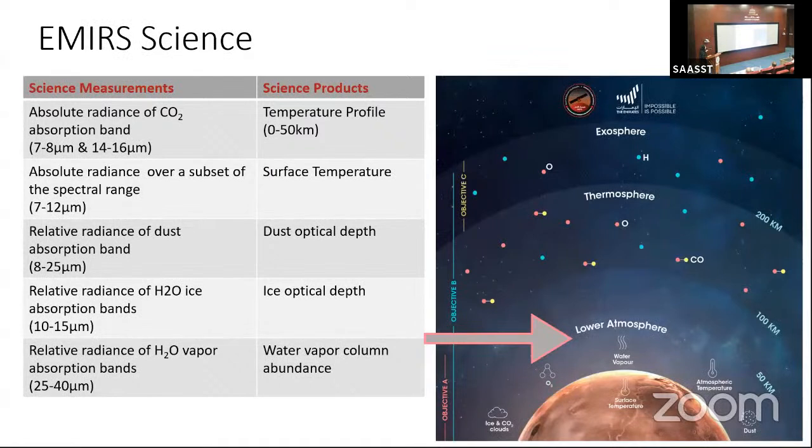The EMIRS instrument will be looking at absolute radiance of the CO2 absorption band, as mentioned earlier, and from that we can infer the temperature profile of the atmosphere of Mars from 0 to 50 kilometers. We'll also be looking at absolute radiance over a subset of spectral range where we can see the surface temperature, and relative radiance of the dust absorption band where we can see the dust optical depth, and the relative radiance of water ice absorption bands where we can see the ice optical depth. Finally, EMIRS will show us the relative radiance of water vapor absorption bands, from which we can infer the water vapor column abundance.